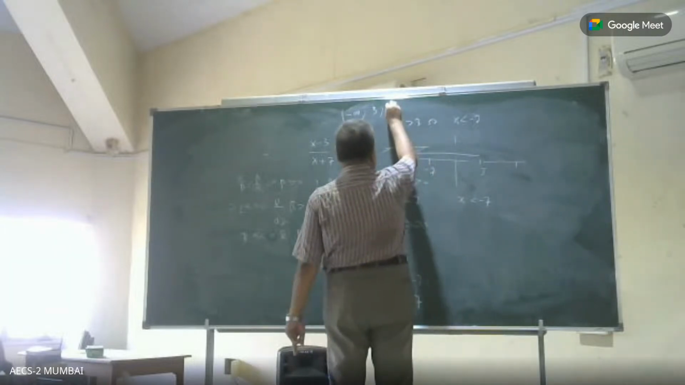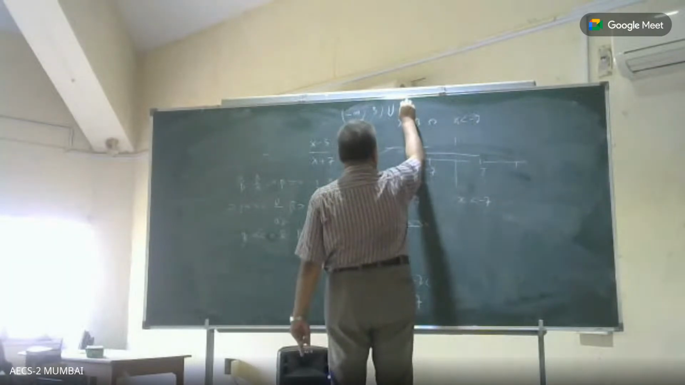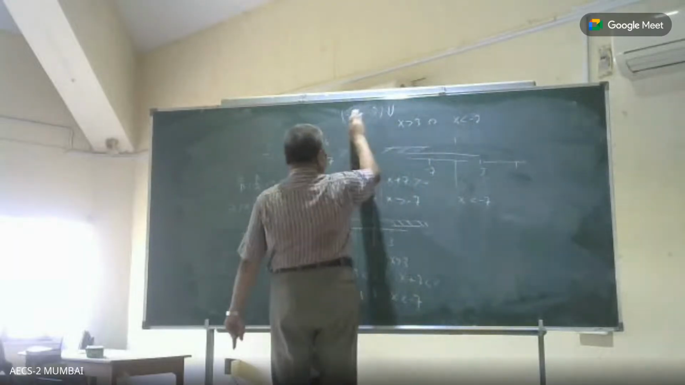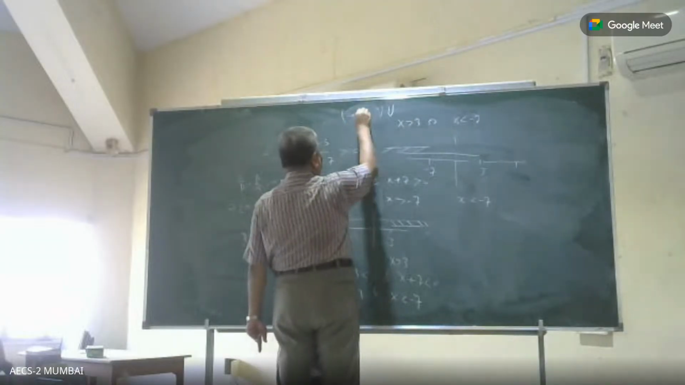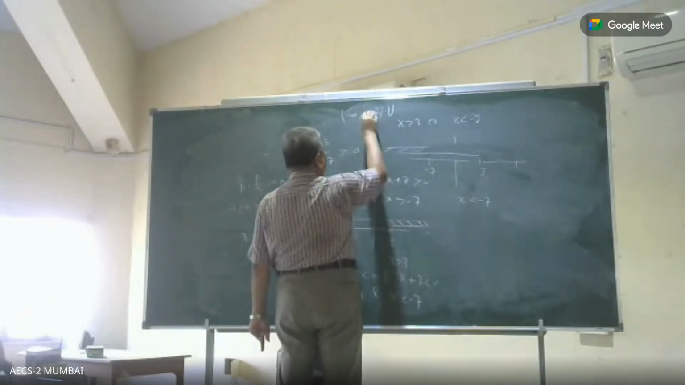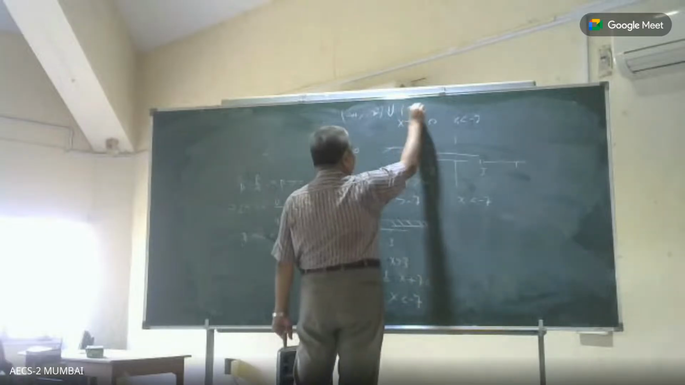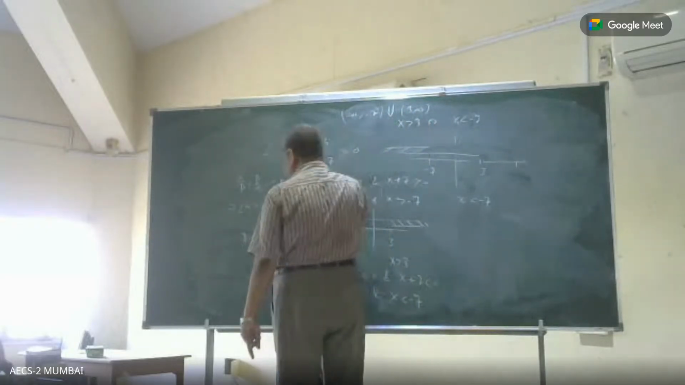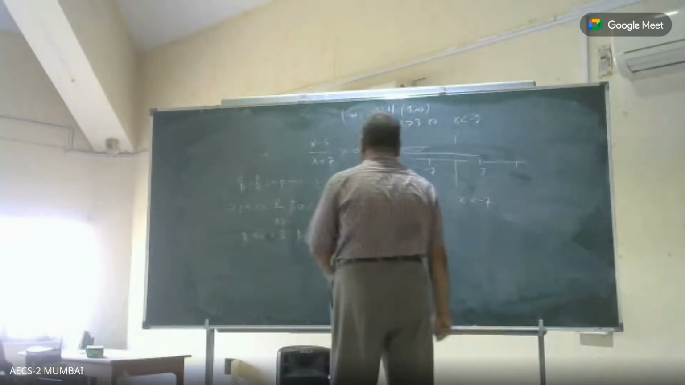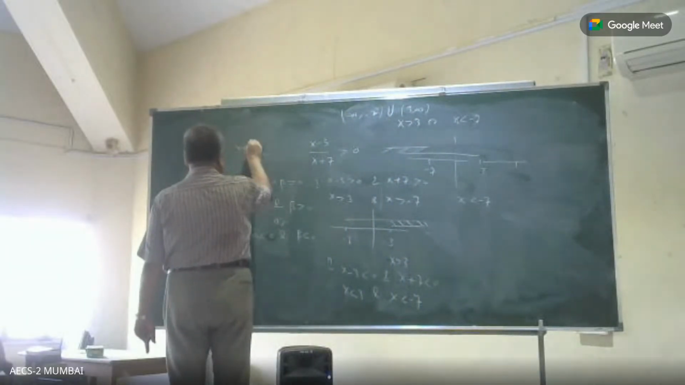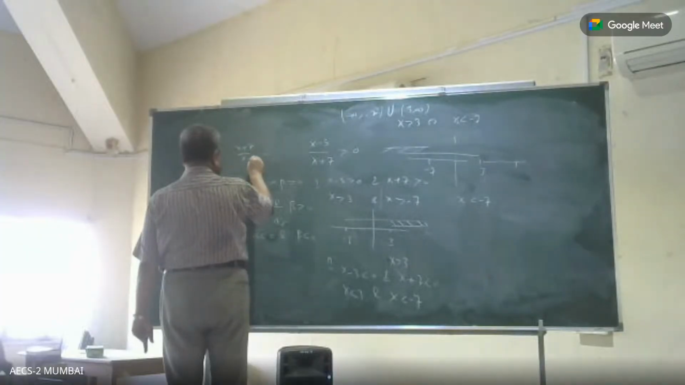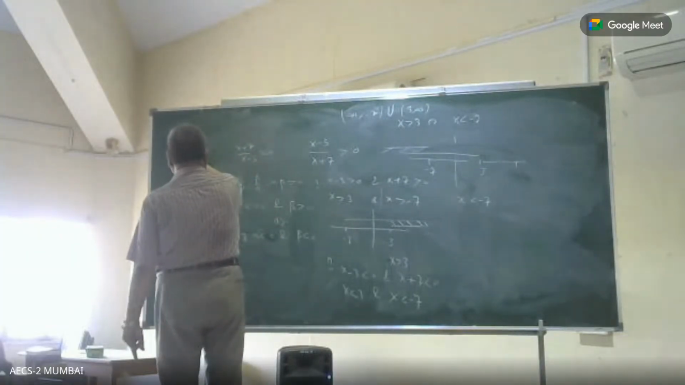Comma is like coordinate. Union, oh no, 3 to infinity, or you can say minus infinity to minus 7, and union 3 to infinity. You can write like this or like that. If you have solved this problem, you have also solved these two problems. Is this correct? True or not?